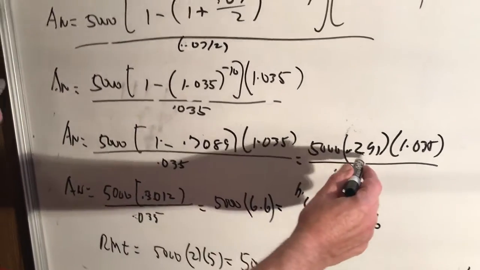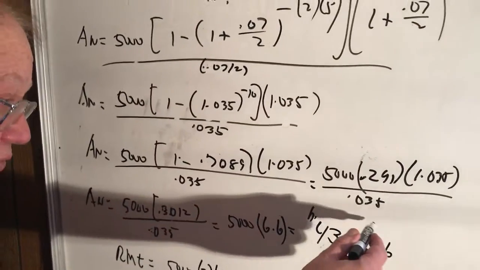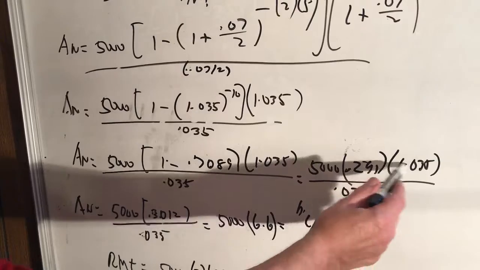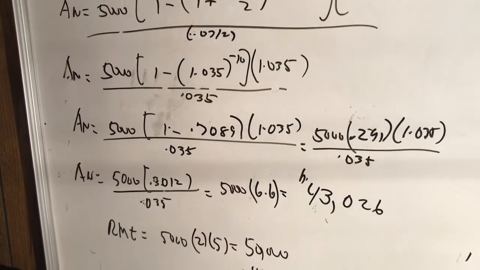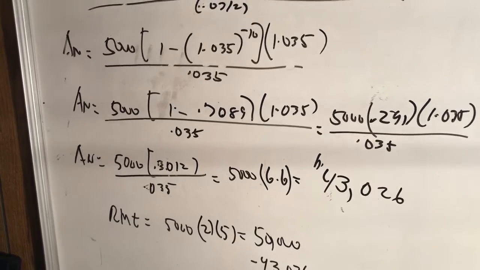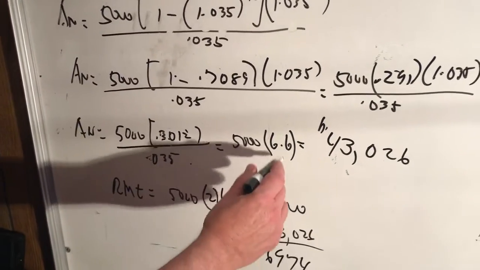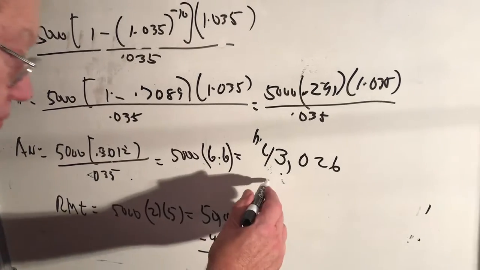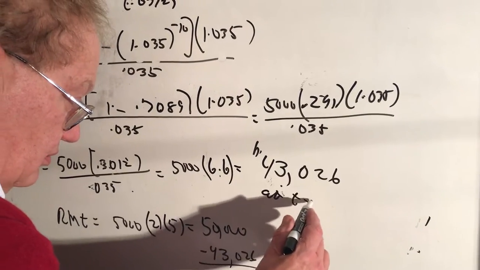Subtract that from that, it's 0.291 times 1.035, 5,000 divided by that. Multiplying these together, 0.3012 divided by 0.035 times 5,000. Divide this by this, 6.6. And we get, this is what we put down at t equals 0.